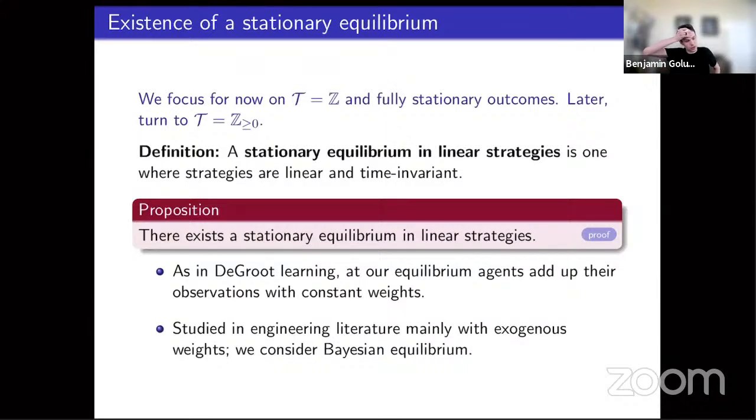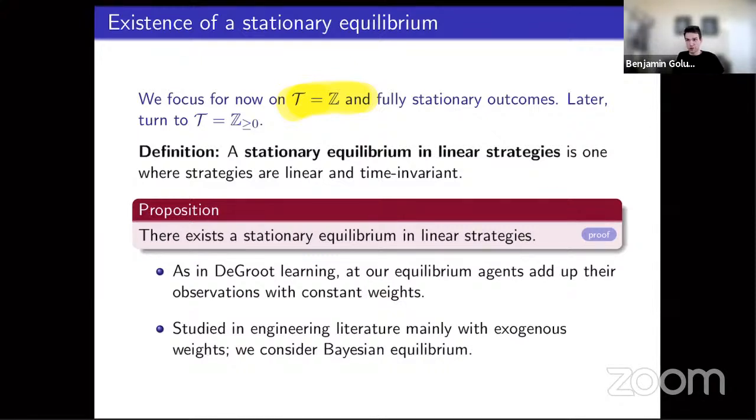So we have half an hour to get through all the main results. I've already gotten across the main intuition, and my goal is just to tell you this main intuition really does extend to the general world. So let me try to convince you of that. We're going to focus on time that doesn't start and fully stationary outcomes. We have a stationary signal process, so we might hope in a stationary world for a stationary equilibrium, right? Later we're going to turn to a world where time does start, in case you're curious about it.